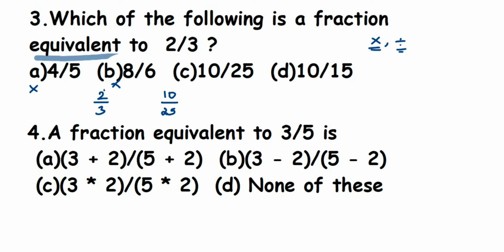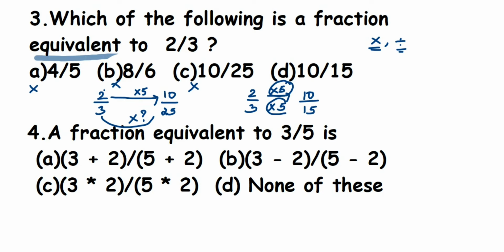Now next we have 10 by 25. So to get 10, I should multiply with 5. So if I multiply 3 with 5, I will not get 25. And I will not get 25 in the 3 table, right? Which means this is also not a correct option. Now let's see the last one, 2 by 3, and we have 10 by 15. So 2 to 10, I should multiply with 5. 2 5s are 10. And if I multiply 5 with 3, I'll get 15.